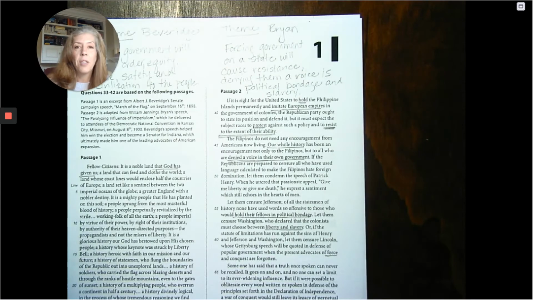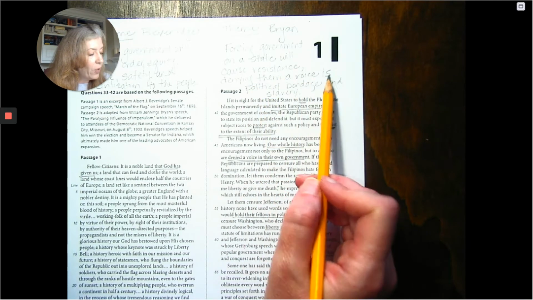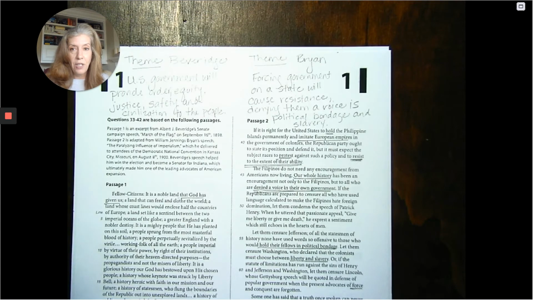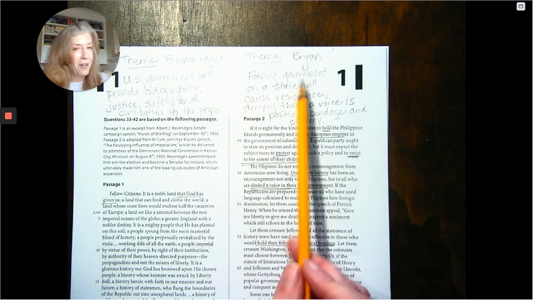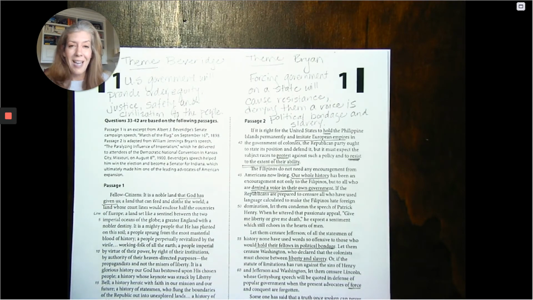So what I came up with is forcing government on a state will cause resistance, denying them a voice is political bondage and slavery. So again, Beveridge feeling U.S. government will provide order, equity, justice, safety, and civilization to the people. Brian's arguing that forcing a government on a state will cause resistance, denying them a voice is political bondage and slavery. So there we have it, our two themes. We're ready to tackle the questions.